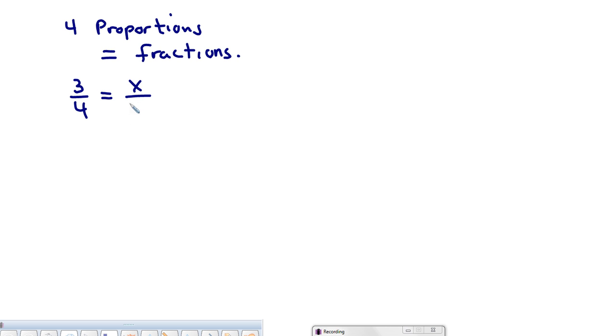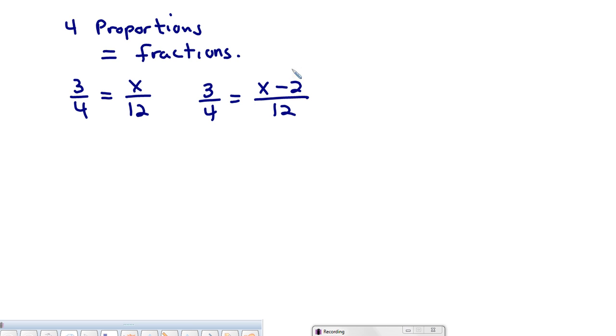There will be 4 problems dealing with proportions. And just a reminder, a proportion simply means equal fractions. 3 of them will be fairly straightforward. In other words, 3 over 4 equals x over 12 or something of that nature. There will be one, however, where we have it a little more complicated. Perhaps 3 over 4 equals x minus 2 over 12.